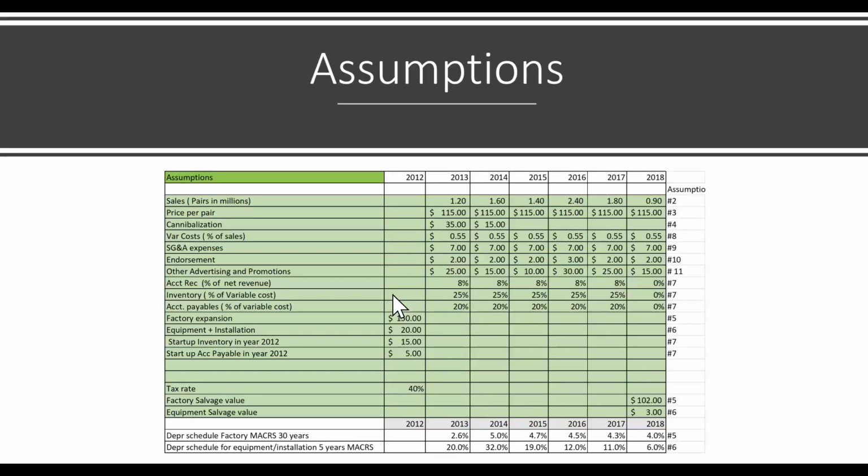In this recording, I will cover how the assumptions in the case study can be translated into financial analysis. So step one is to look at the assumptions that are provided.